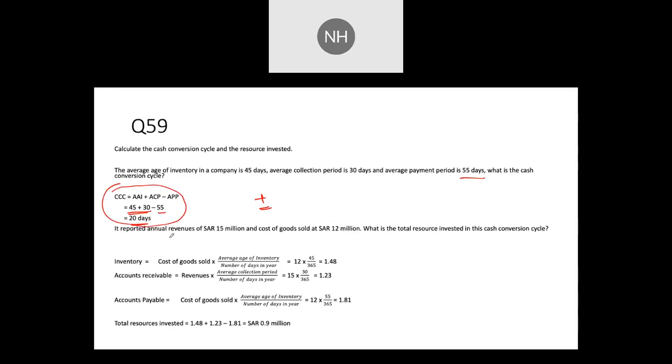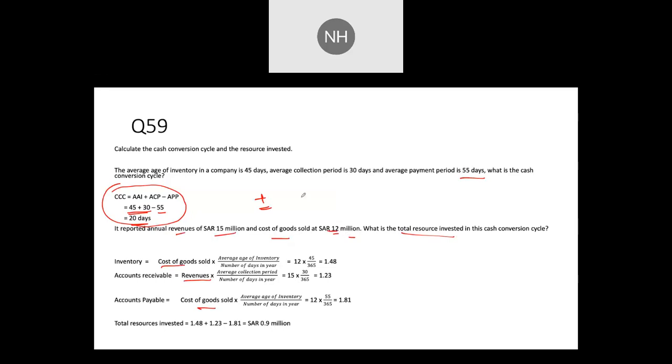So further, we'll see how much money the company needs. What is the total resource invested in this cash conversion cycle of 20 days? Very easy calculation. It's given that annual revenues was 15 million. This is revenues. Cost of goods sold is 12 million. This is cost of goods sold, and the accounts payable is 12 million. So this 12 million is actually the value of the cost of goods sold.